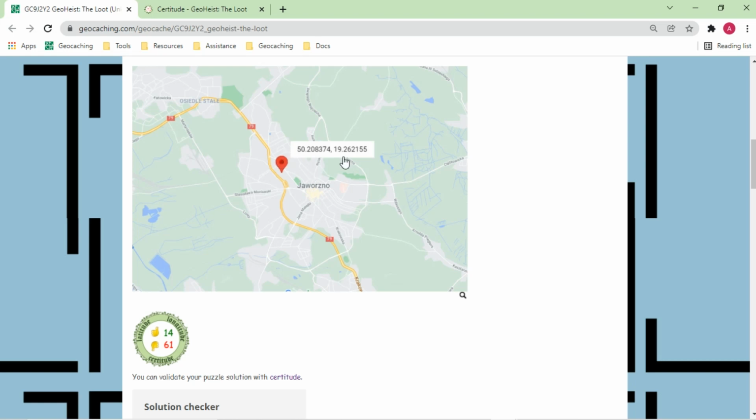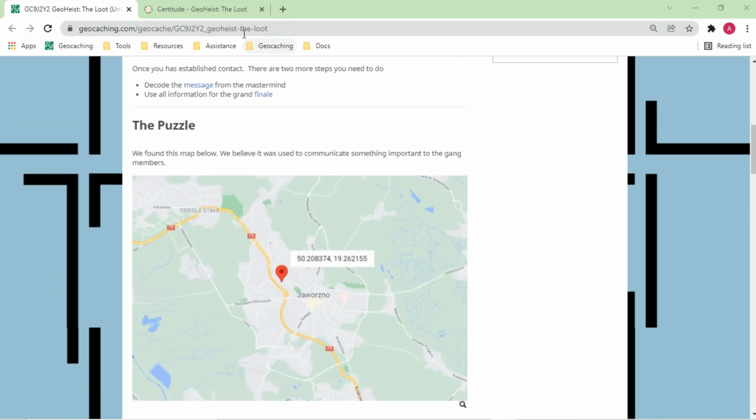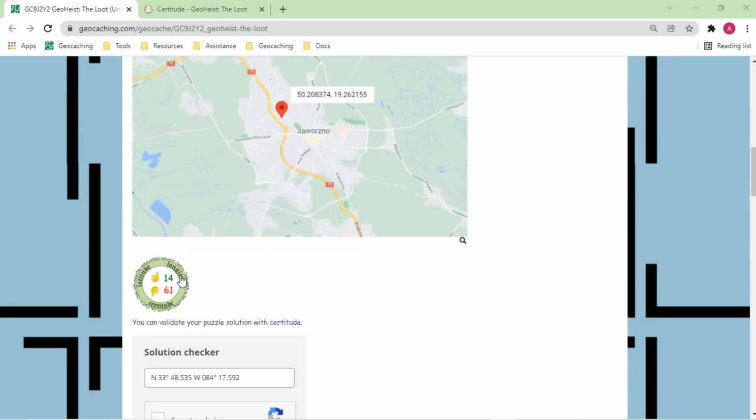Since it is a coordinate, my first guess would be that I have to look at Google Maps. So in Google Maps, maybe go to those coordinates and see if I see something special. The cache is called the loot, and that is the answer we're looking for here: what was the heist, what were they trying to steal?